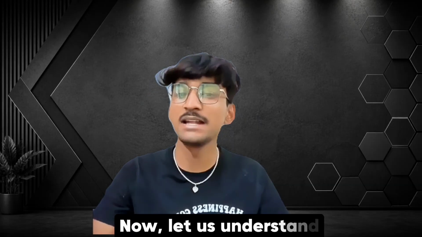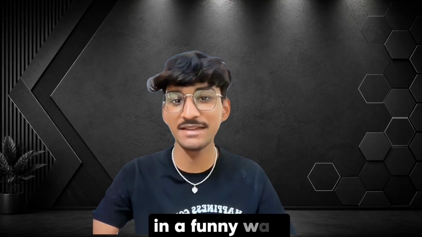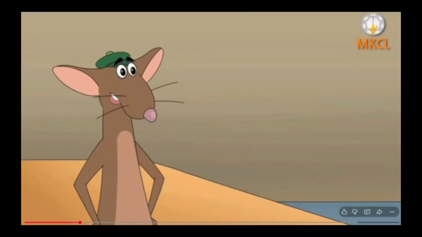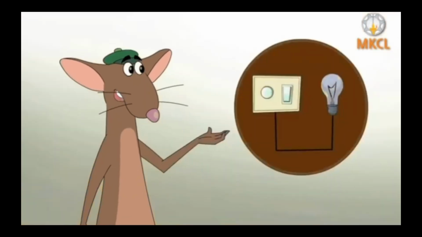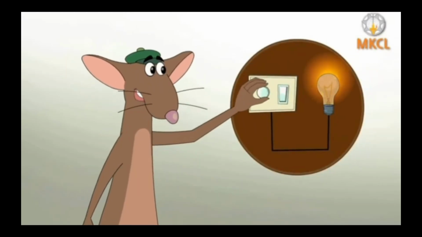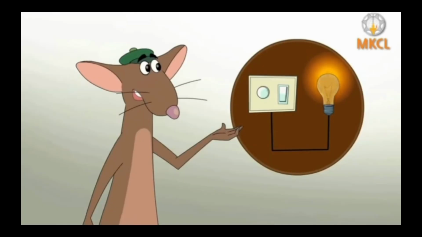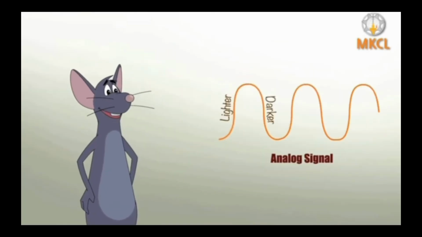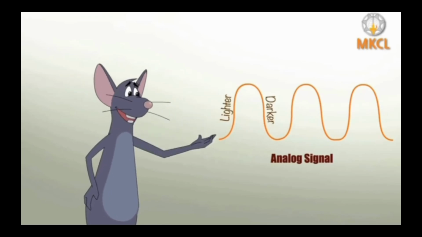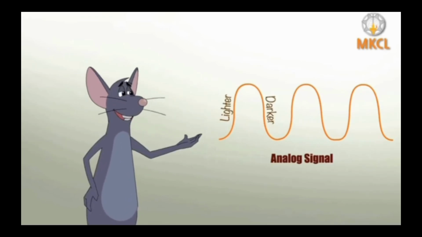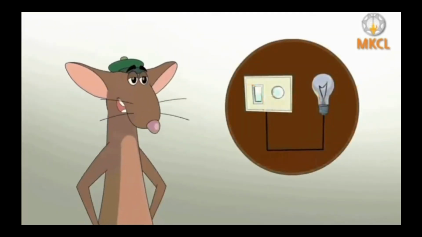Now, let us understand the difference between analog and digital signals in a funny way. See, Mary, analog signals are a continuous flow of electricity. For example, take this light bulb. If I keep playing with the dimmer, it is a continuous increase and decrease in the light of the bulb. Oh, so that's why analog signals are shown in waveform, where if this is light and this is dark, then these are infinitely small changes in the intensity of light.